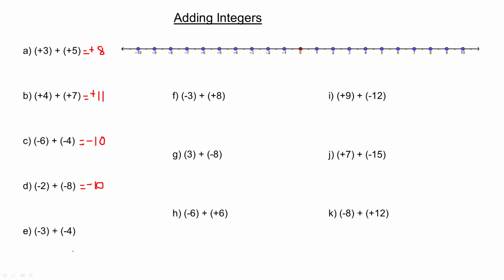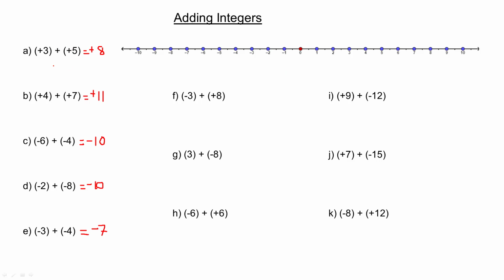Okay, last one, negative 3 and negative 4. So negative 3 would be that. And then we're going to add negative 4. So we're going 4 more left. And we end up at negative 7. Now, what I want to generalize is this. Let me erase these. I'm ready for the next ones.